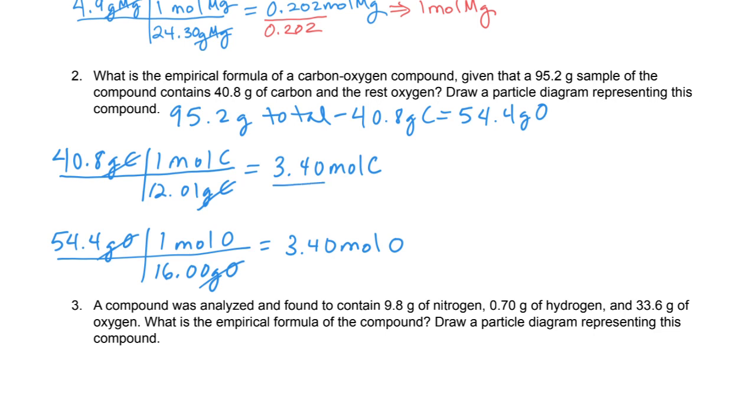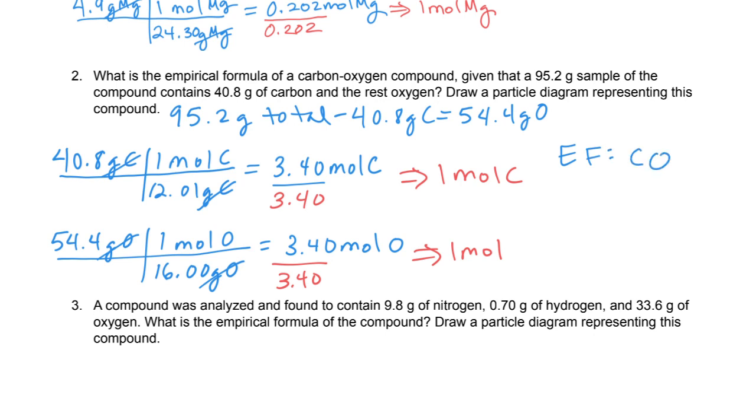So I can do my mole ratios. I'll do my second color here. I'm dividing by the smallest, but of course they're the same. So that's the same number, which means that I end up with 1 mole of carbon and 1 mole of oxygen. And that means that our empirical formula is 1 mole of each, or CO.